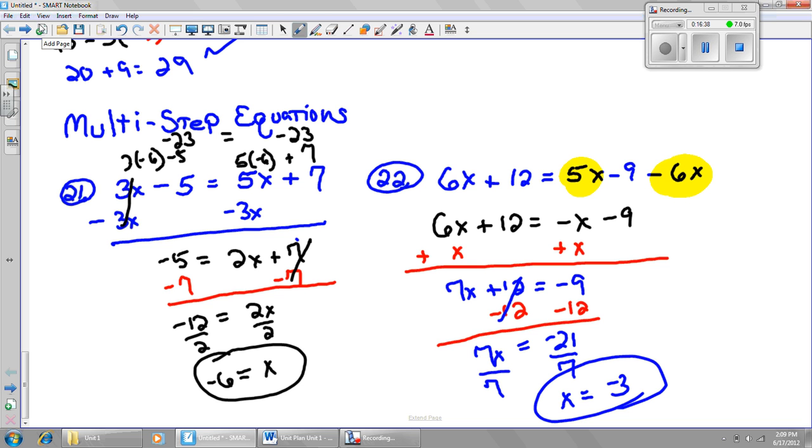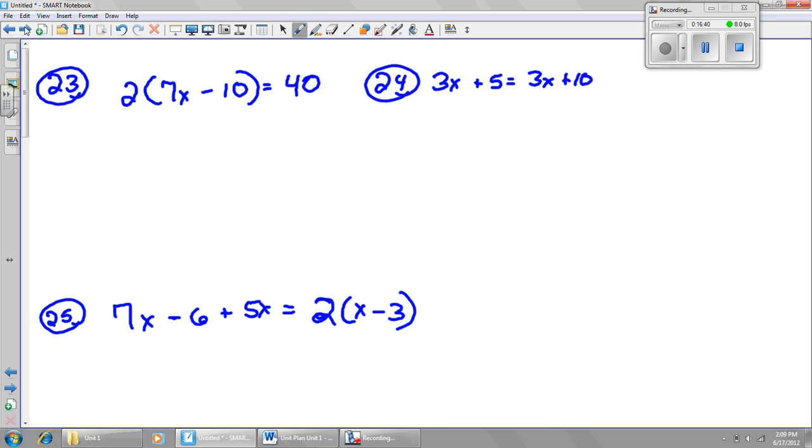Let me see here. There we go. Here's one where I can either distribute first or I can divide by 2. I think on this one I'm going to divide by 2 first. I'm not actually going to distribute. But if you want to go ahead and do it, pause the video, try these 3 problems. That's great. Here comes my solution.